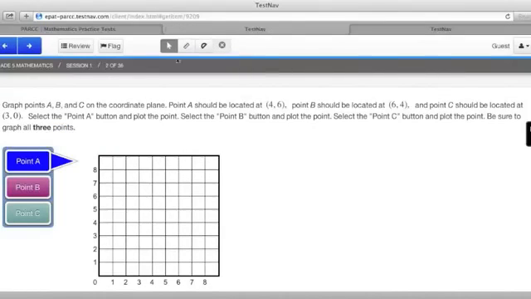On this problem, from the grade 5 mathematics test, it asks us to graph points A, B, and C on the coordinate plane. Point A should be located at 4,6. Point B should be located at 6,4. And point C should be located at 3,0.